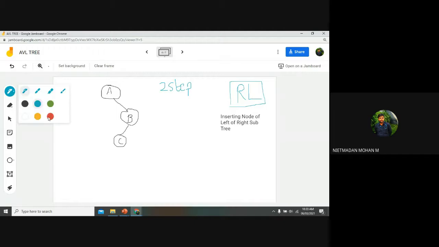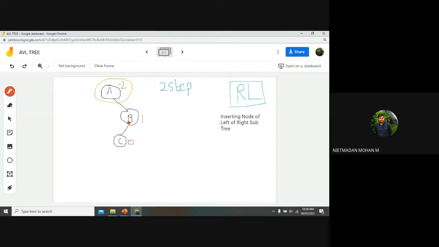So what is the imbalance factor of C? For C it will be 0, right? And what is B? 1. Minus 1. And what is A? Minus 2. So here the imbalance factor of B is 1.